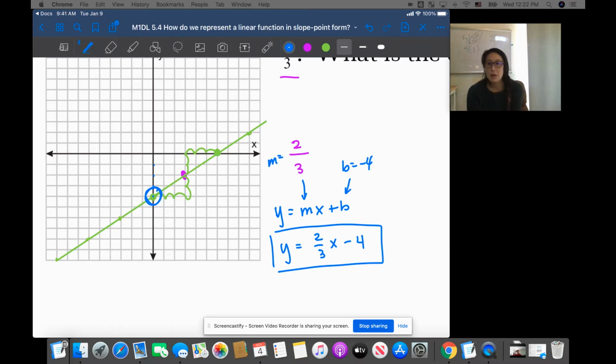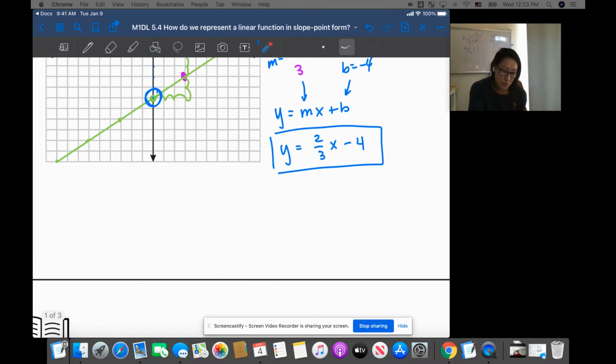Okay, now lines don't always go through the y-axis right at a whole number. And when that happens, I like to use the slope point equation to write the equation of my line instead of slope intercept. So that would be using any point on the line and the slope to write the equation of my line.